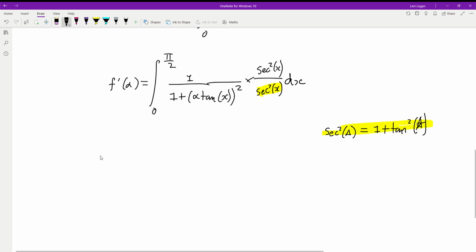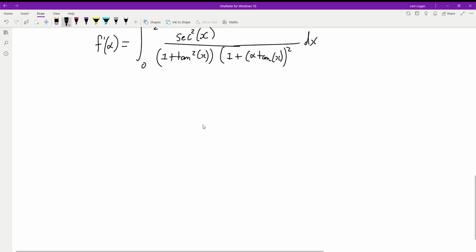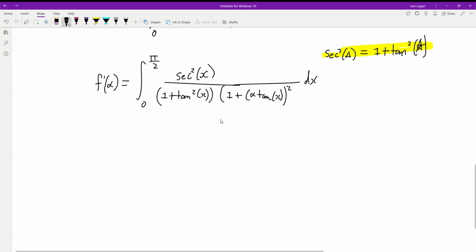So what I'm going to get is f dash of alpha is equal to the integral from 0 to pi on 2 of sec squared x all over 1 plus tan squared x times by 1 plus brackets alpha tan x all squared. Okay. So you're probably thinking, oh, we've got something a bit worse off. Well, not really, because once we make a substitution, this is all going to pretty much go away.